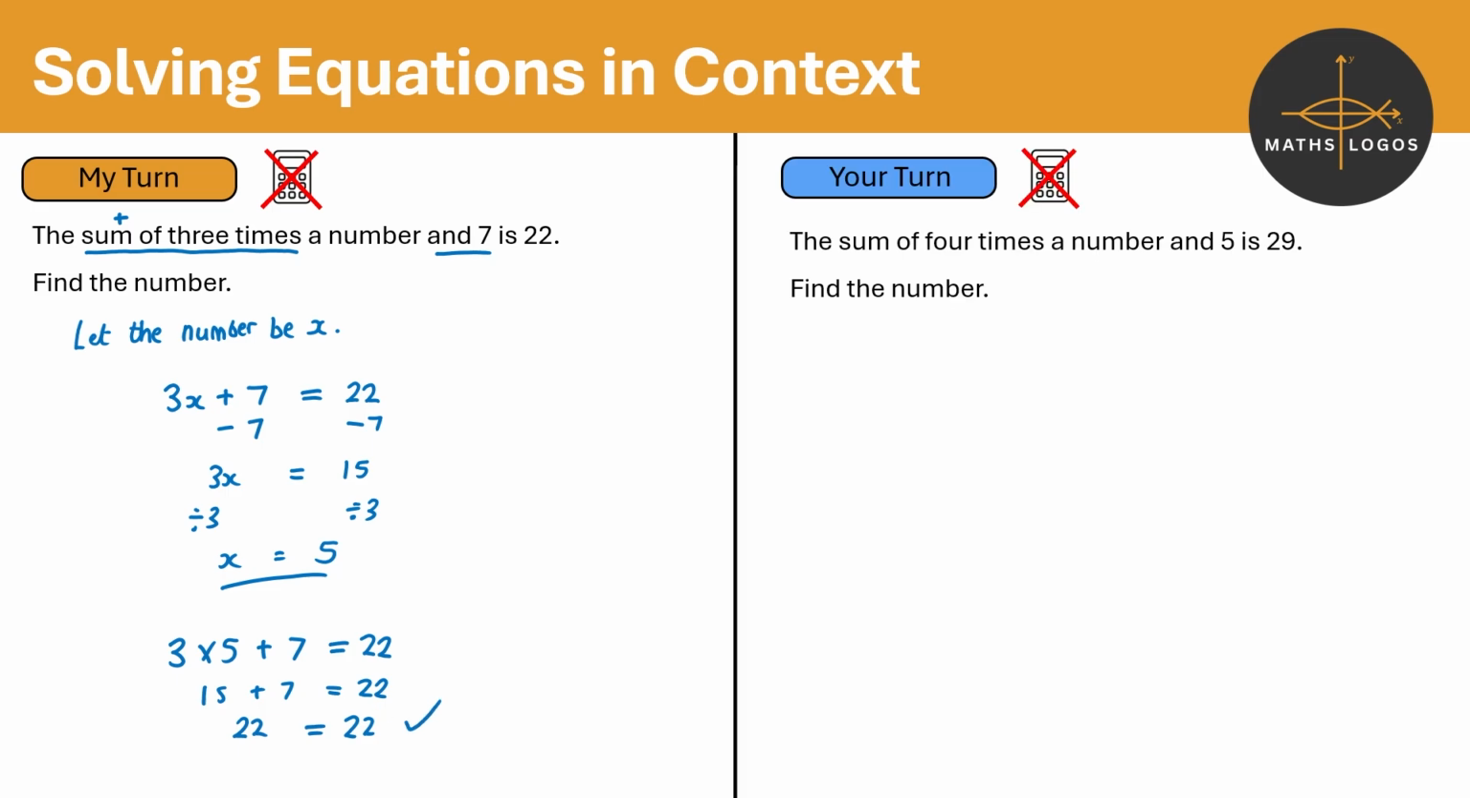Here's one for you to give a go. All right, let's run through it. The sum of 4 times a number and 5 is 29. Find the number. We'll start it in the same way.